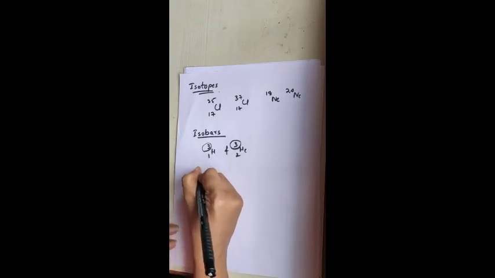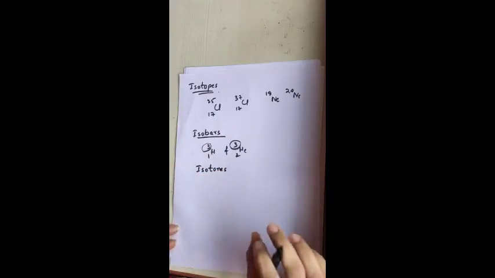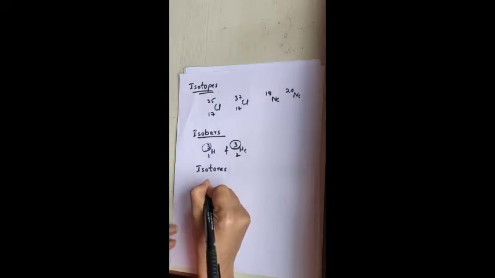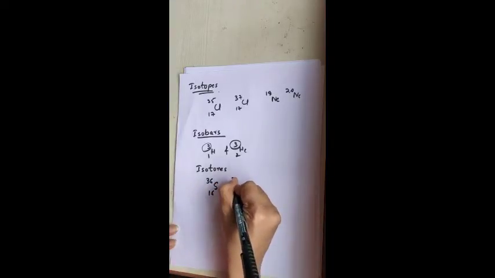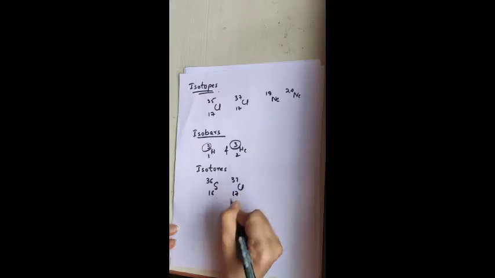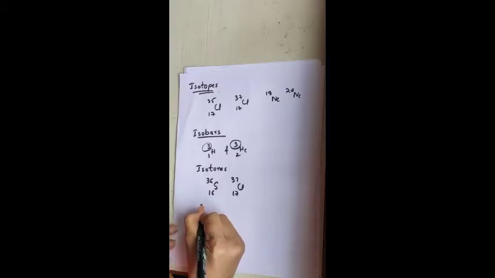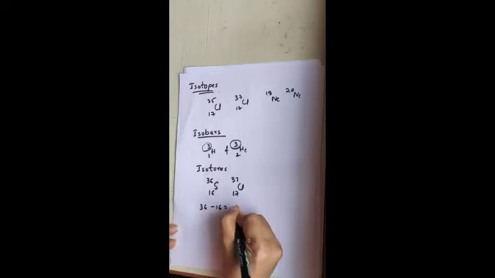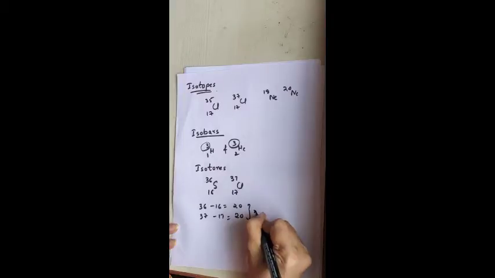Next, the third one is isotones. What are these isotones? Atoms having same neutron number but different proton number. For example, I can give you the example of sulfur 36 with atomic number 16, and chlorine 37 with atomic number 17. Now here it has same number of neutrons, right? 36 minus 16 gives you 20 neutrons. Also here 37 minus 17 gives you 20 neutrons. So I get the neutron numbers to be same.